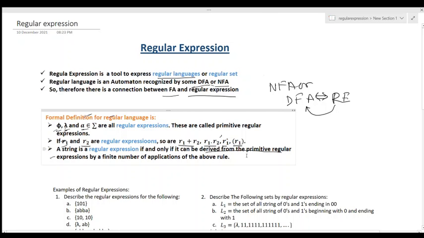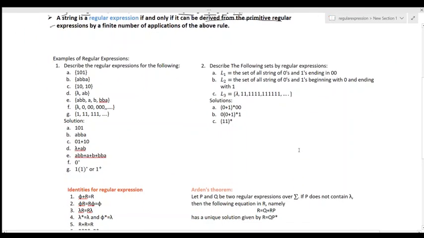So now let's look at examples. In example 1, there is a list of a few languages consisting of 101 or AB, something like that. For A, we can see all are part of this, 0 or 1 belongs to the input symbols. So these are all regular expressions.